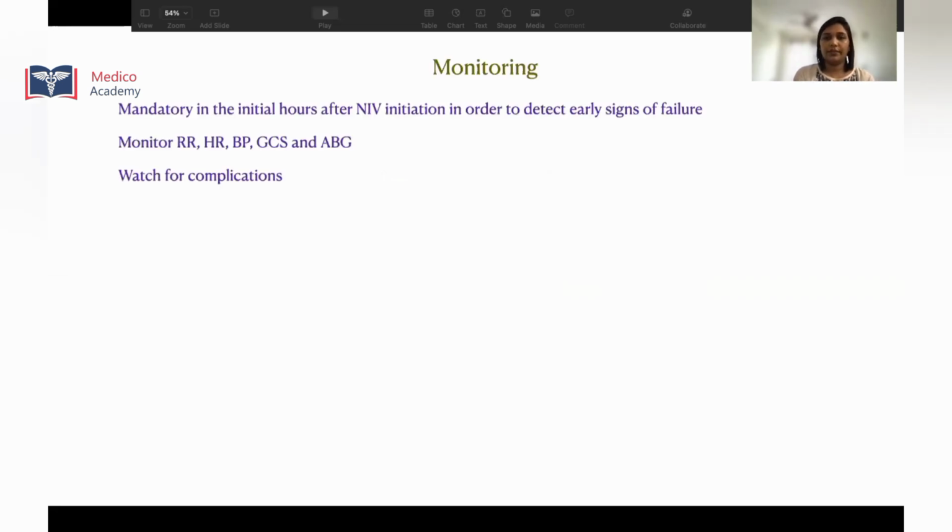So about monitoring, you have to monitor for complications as well as for the vitals. Monitoring is mandatory during the initial hours of initiation of NIV to detect early signs of failure of NIV, because we need to know whether NIV is successful or it's a failure. If it's successful, you continue. If it's a failure, you have to escalate your oxygen therapy into invasive mechanical ventilation, right? So you need to monitor respiratory rate, heart rate, blood pressure, Glasgow Coma score, and ABG, and also watch for complications.